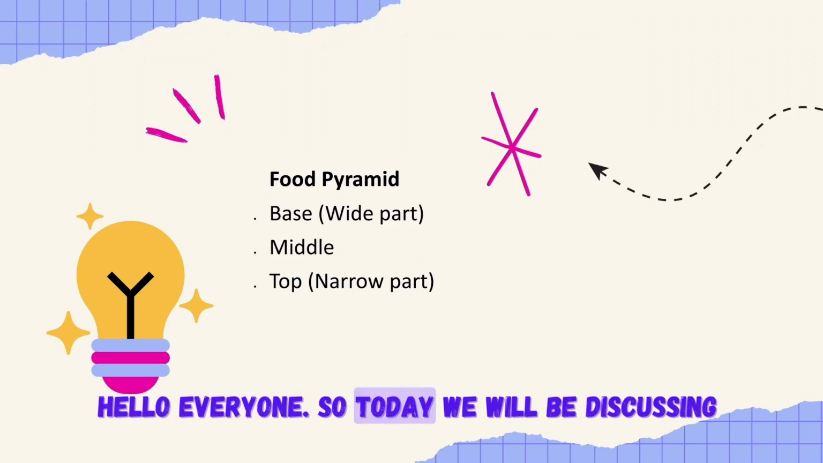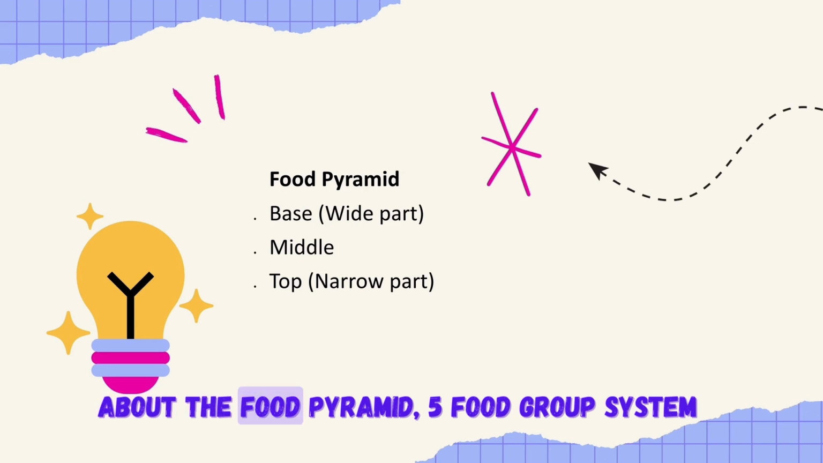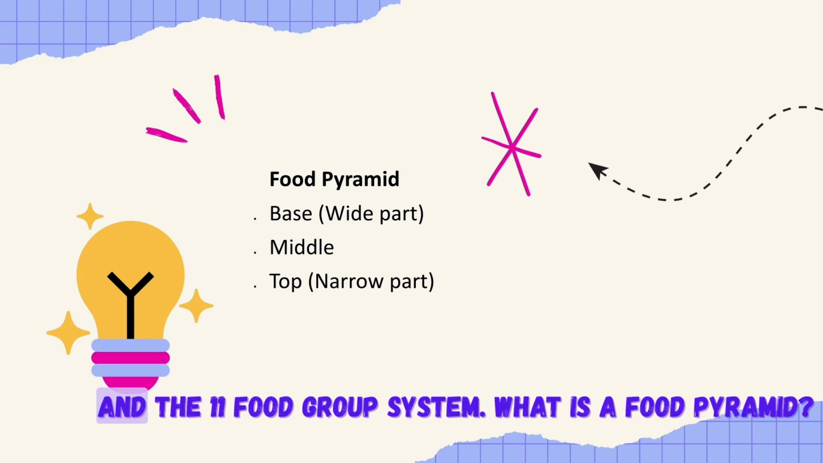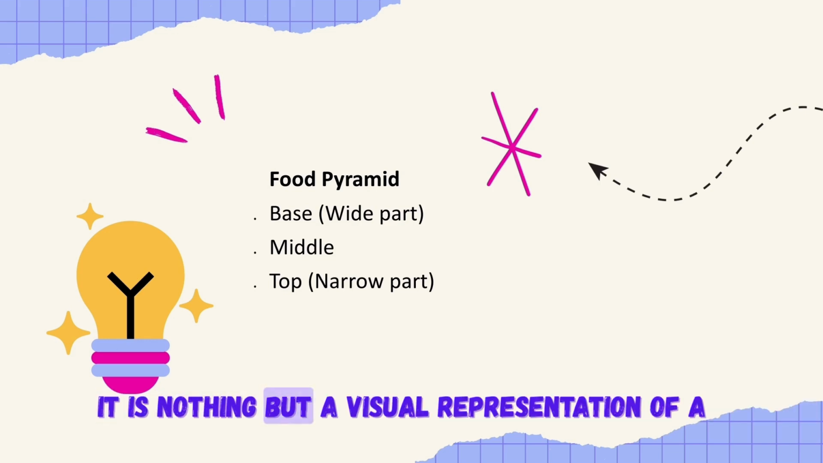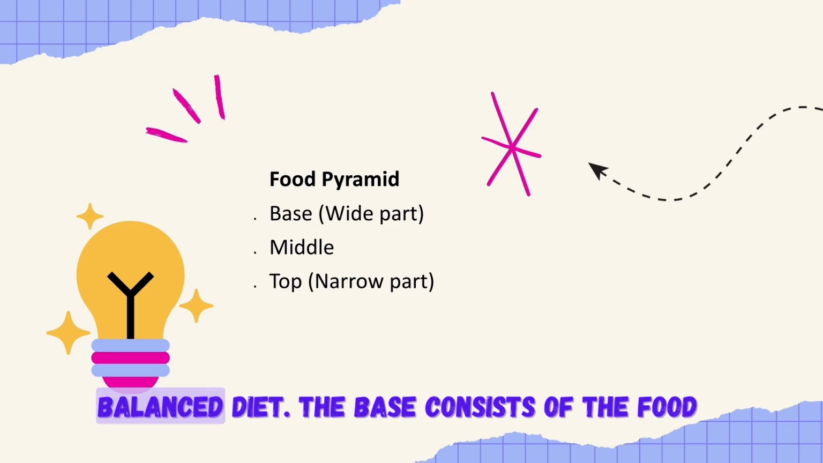Hello everyone. So today we will be discussing the food pyramid, the 5 food group system and the 11 food group system. What is a food pyramid? It is nothing but a visual representation of a balanced diet.